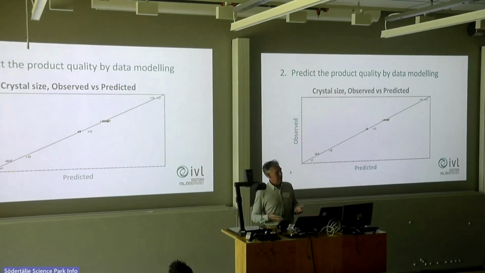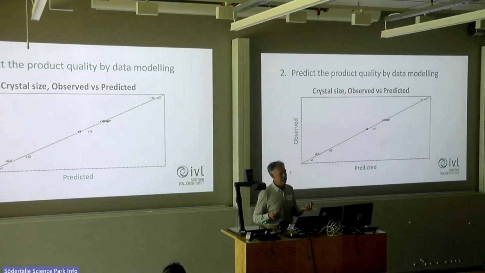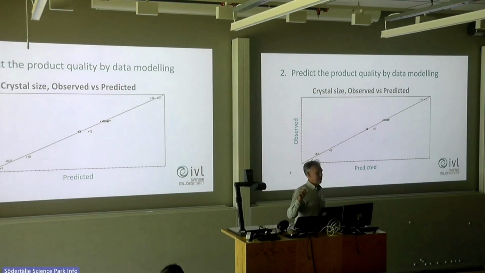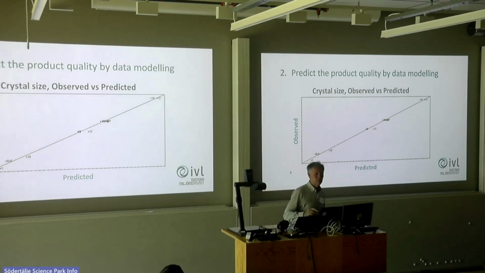The second step is to learn to predict the product quality by data modeling. Now you have learned what's affecting, but then you could start to take all the samples, all the analysis, and actually predict, for example here, the crystal size. This is normally made by sending the plate you have been running through the process, and then analyzing the weight of the surface of the phosphate layer or the crystal size. That I think takes a week at least.